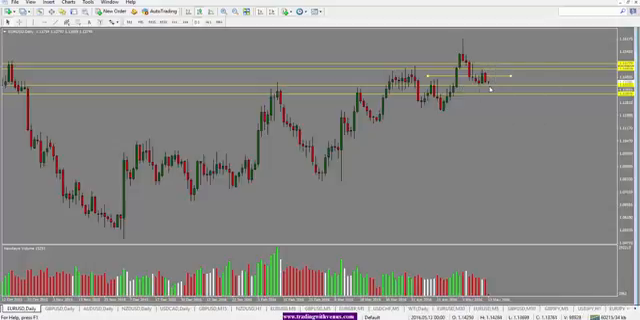But in the meantime, while the price holds within the range, we are looking to buy at 1.1350 and we are looking to sell at the 1.1450 range here.